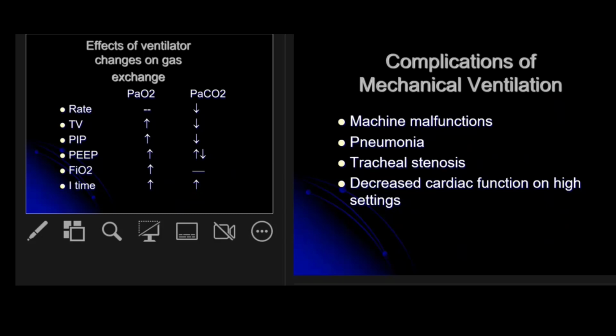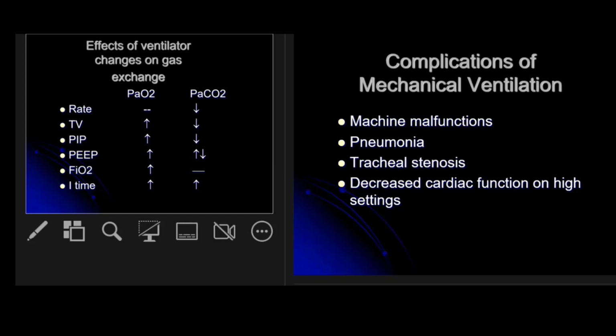So if you increase your tidal volume, you're increasing your delta P, therefore you're increasing your pressure gradient and you increase your PaO2. If you increase your tidal volume, you're increasing your minute ventilation because it's part of the equation. Respiratory rate times tidal volume equals minute ventilation. Therefore, you're going to drop your CO2.